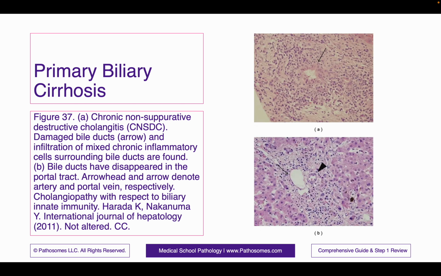In regards to primary biliary cirrhosis, there could be a chronic non-suppurative destructive cholangitis, damaged bile ducts, and infiltration of mixed chronic inflammatory cells surrounding the bile ducts. At some stages, the bile ducts can even disappear due to the inflammation.